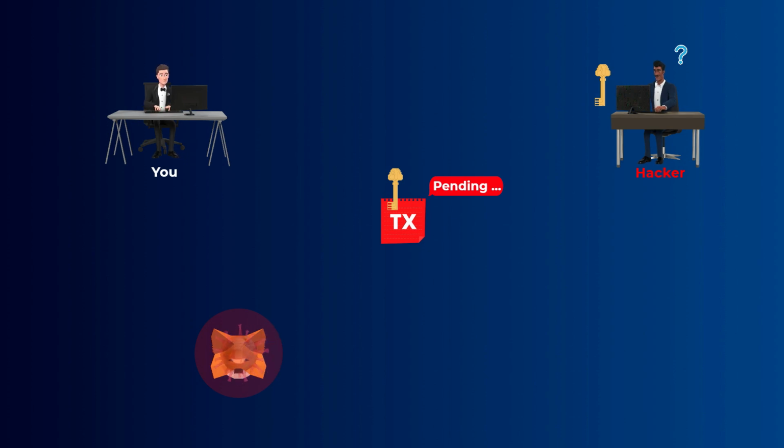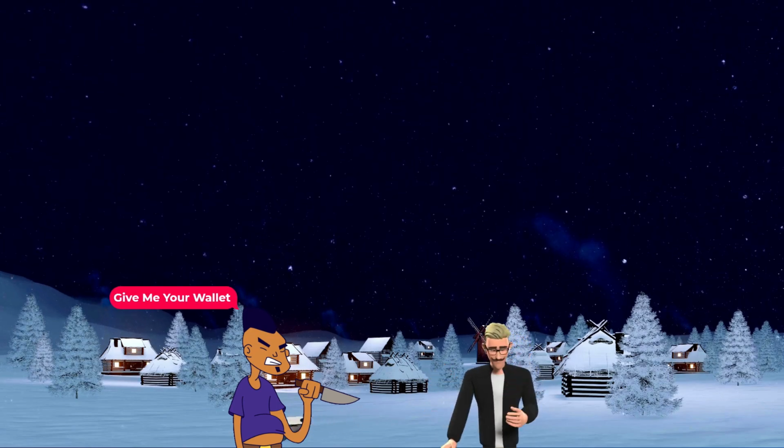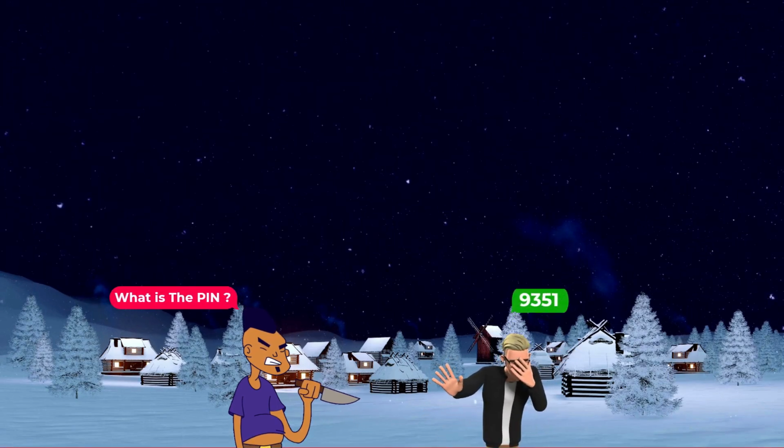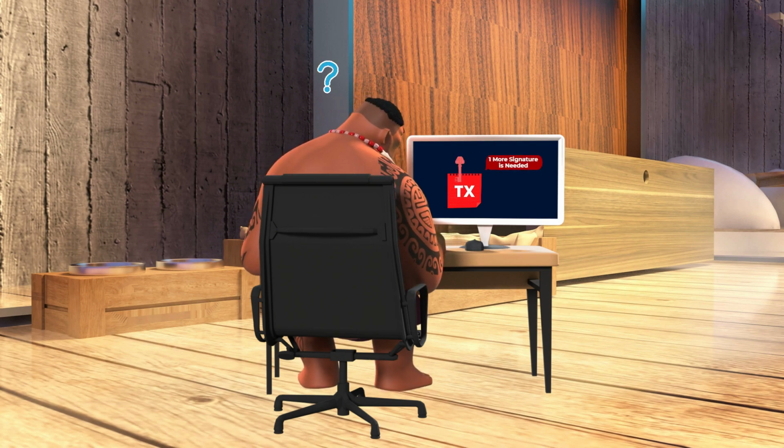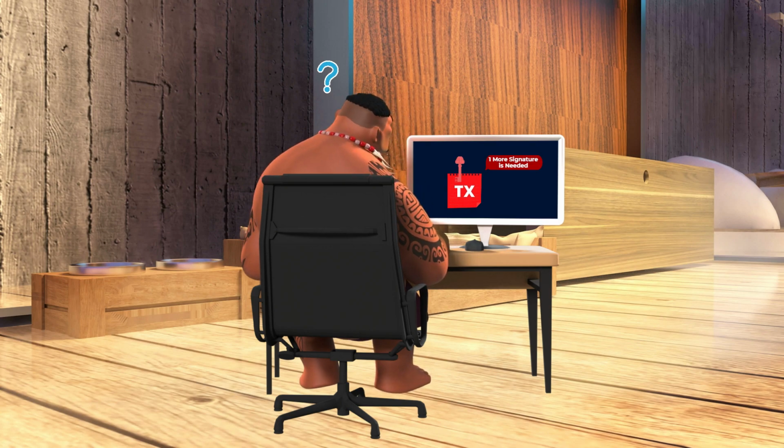The same is true if you were the target of a $5 wrench attack, where a thief threatens you to give him your hardware wallet and its PIN code. In this case, when the thief takes your wallet and runs away, he won't be able to spend any of your money, as any transaction will need to be approved on MetaMask or on the other hardware wallet.